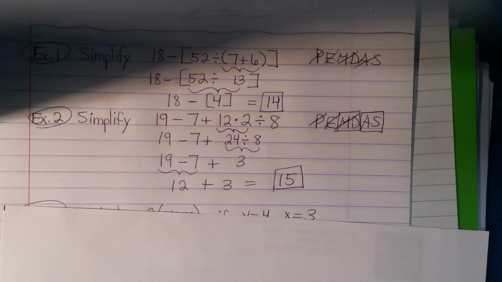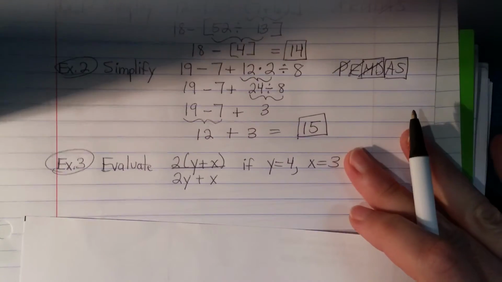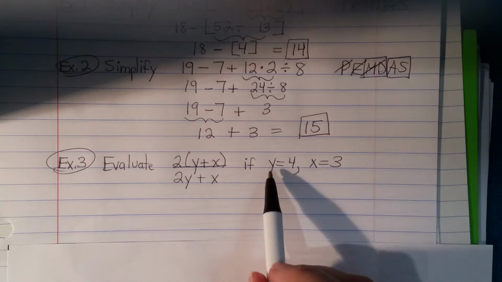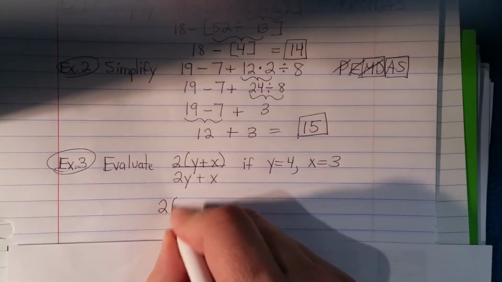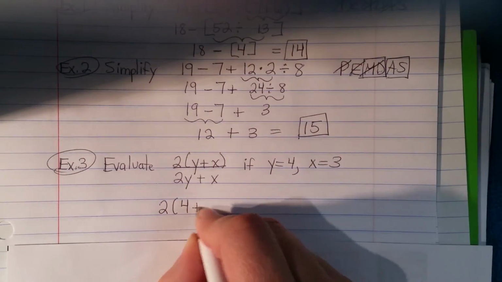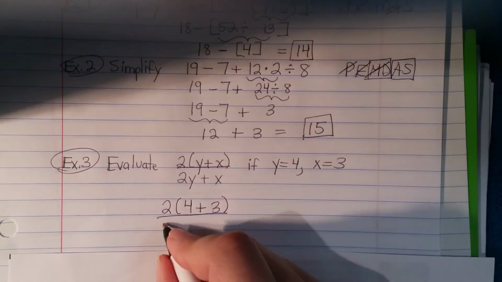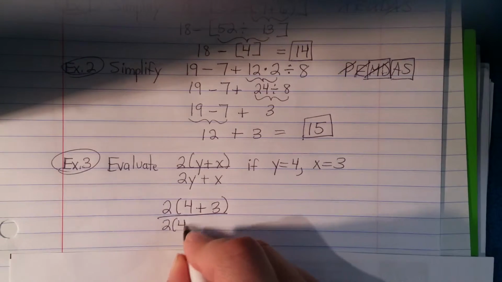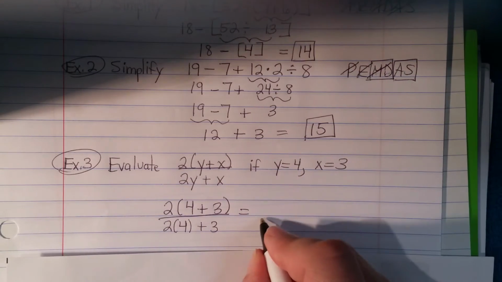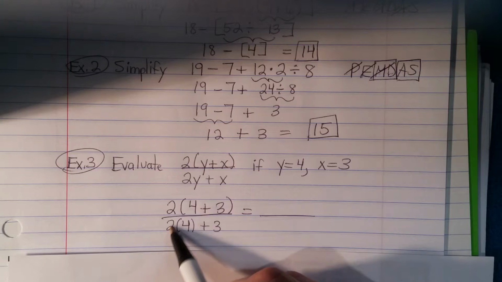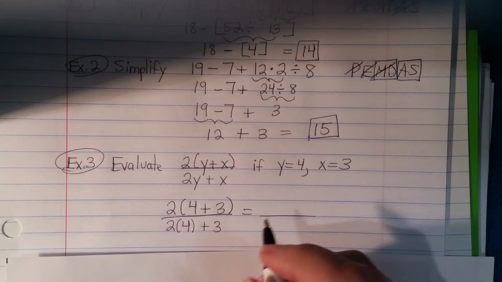I'm going to zoom in a little bit on this. It's a little bit better. Example number 3. This is an evaluate problem. So I just need to plug in the numerical values into the variables. Y is 4, x is 3, and then denominator, 4 plus 3. Then I have to do the numerator and the denominator separately. In other words, I can't cancel these 2's right away or these 4's. I have to do this whole operation first.